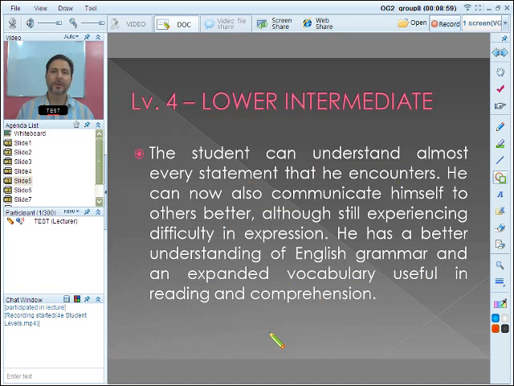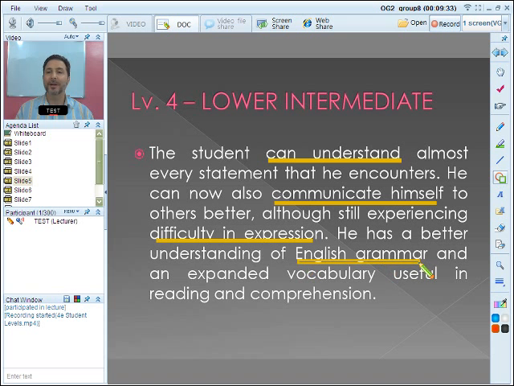Moving on, lower intermediate. The lower intermediate can understand a lot of what they encounter in conversations and in teaching settings. They're certainly able to communicate what they want to say. They are still having some difficulty probably with the vocabulary, with idiom, and in some cases there's still an accent, but it is certainly not an overpowering accent that you couldn't understand.